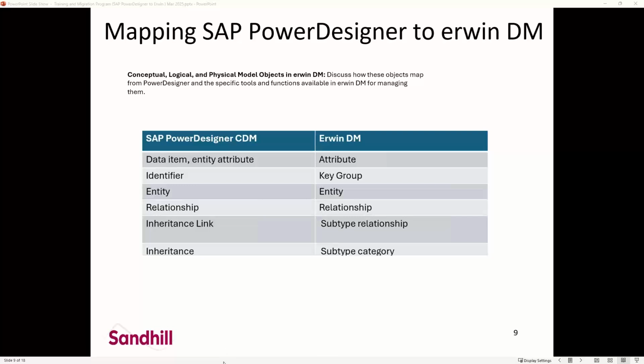PowerDesigner, when you're doing supertype, subtype, it uses the UML concept of inheritance. Erwin sticks with the standard data modeling supertype, subtype nomenclature, but they basically map the same. Inheritance link is a subtype relationship, and inheritance is the subcategory or the subtype of supertype.